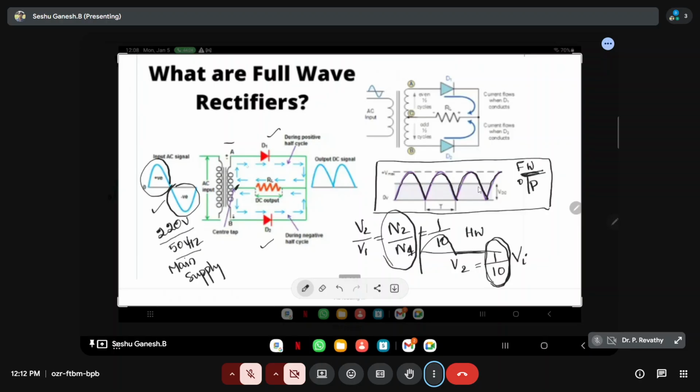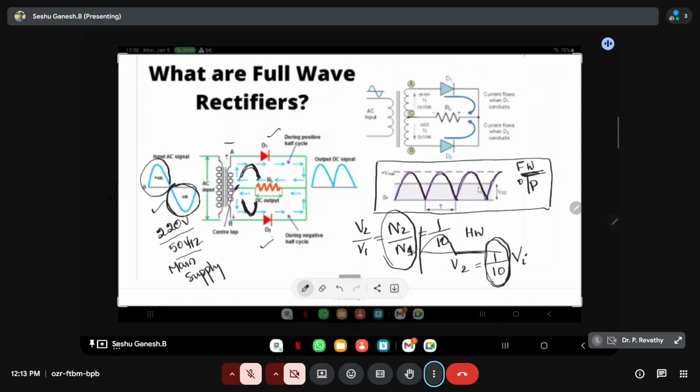Okay, this center tapping will allow the positive half cycle to flow in this direction, and in that condition diode D1 will start to conduct. And also in the negative half of the cycle of the alternating current, diode D2 will start working, because this negative half of the voltage is supplied here, and this will start working.